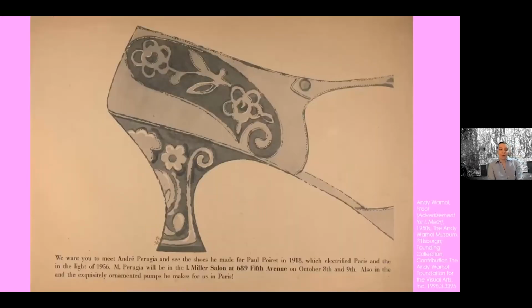But again, you can see that Warhol was quite capable of rendering the details of an individual shoe quite beautifully. And so there are a few exceptions to the rule where Warhol is presenting the product accurately, as you might expect in a fashion advertisement.